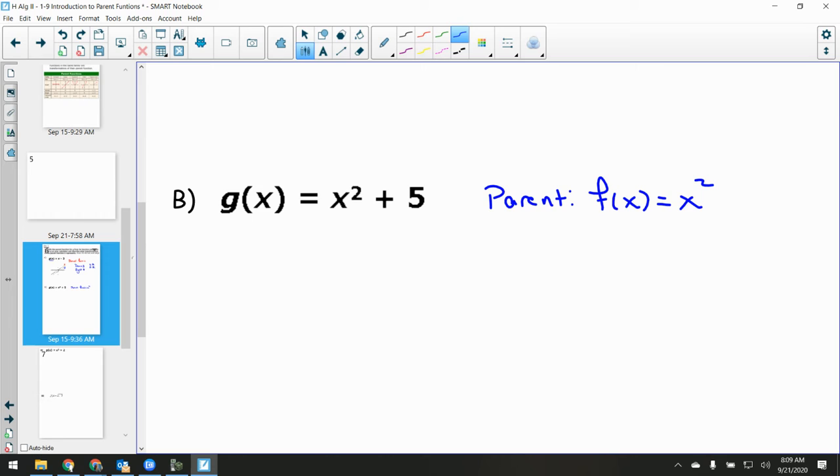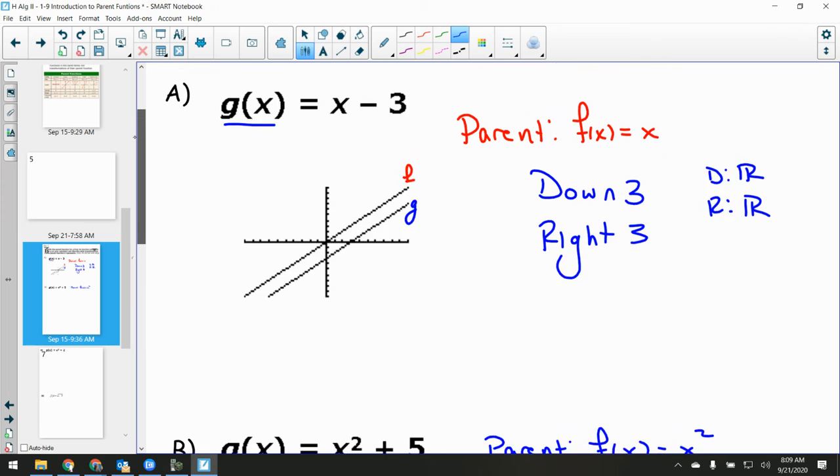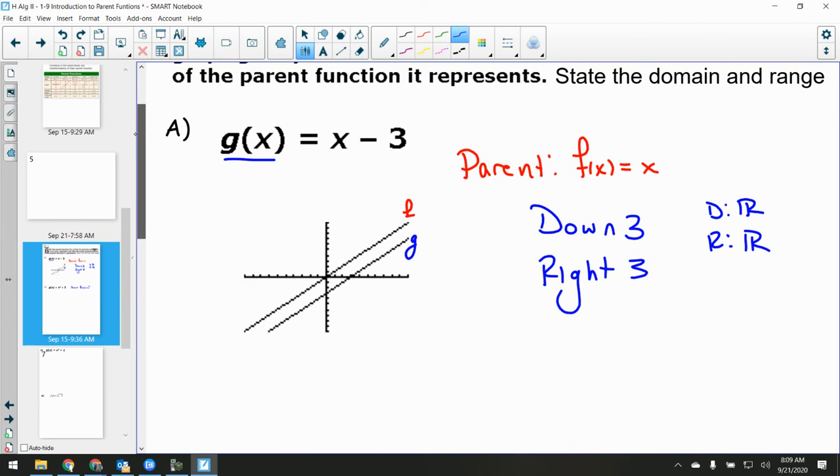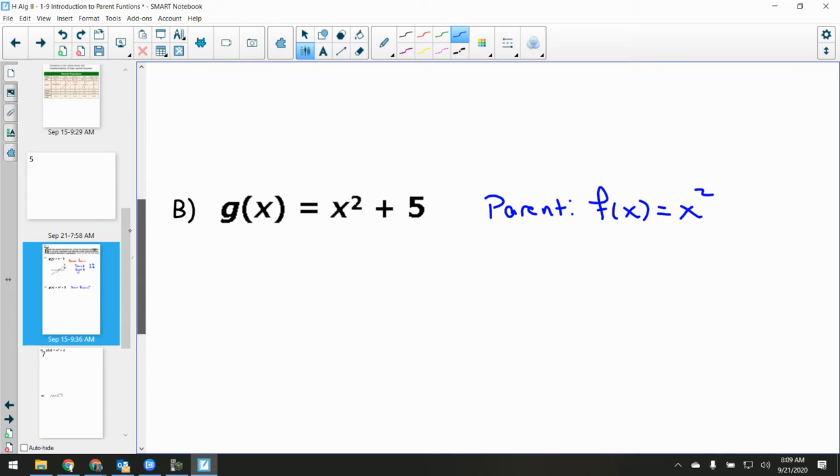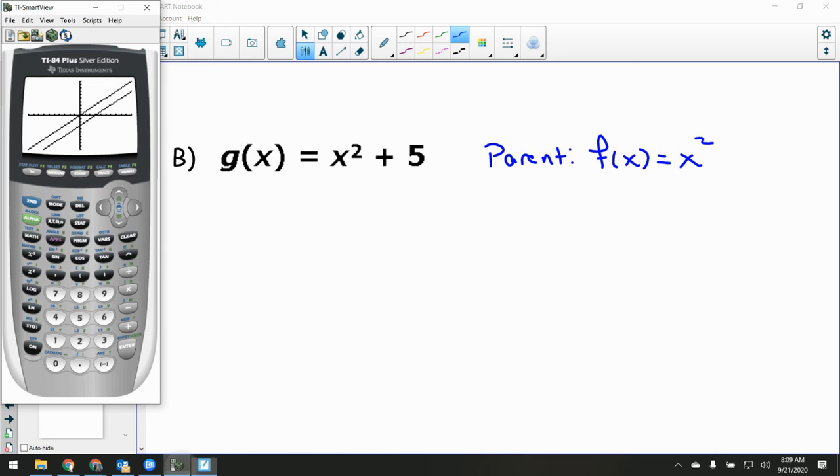Okay, hey guys, before you graph it, I always like to try this. What do you think is going to happen? If this top one went down 3, what do you think is going to happen? Anybody got any guesses? Go ahead, Cole. You think? Let's test this out.